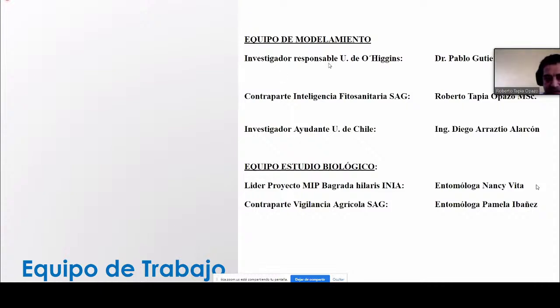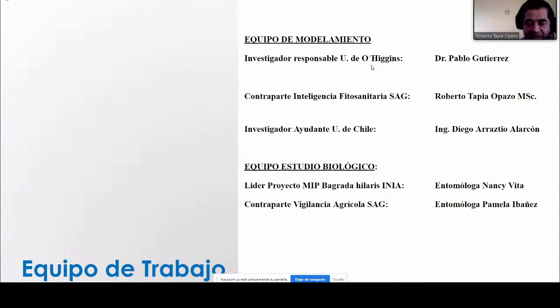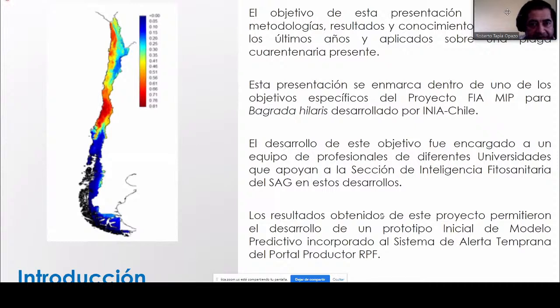Here we see the members of the team. Dr. Pablo Gutierrez, from University of O'Higgins, and he's also part of the FONDEF project team that we saw in the first presentation by Dr. Kurkovic. The counterpart for phytosanitary intelligence is myself. And we have an assistant researcher from the University of Chile, also under Dr. Kurkovic, agricultural engineer Diego Arrastia, who is a PhD student, and the biological study team, project leader of the project for Bagrata hilaris of our Institute for Agricultural Research, entomologist Nancy Vita, and counterpart for agricultural surveillance, Pamela Ibáñez.